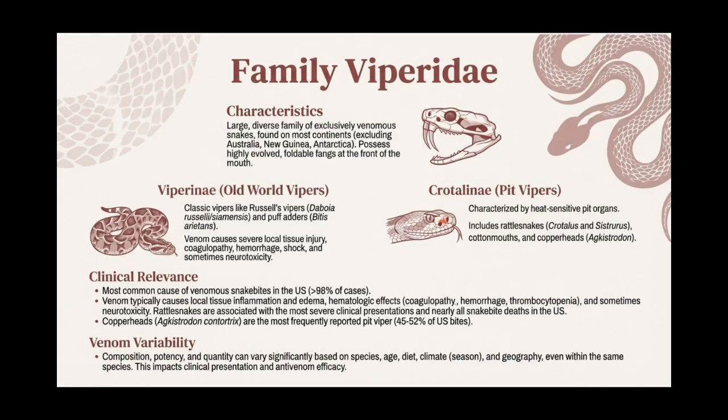The composition, potency, and amount of venom produced by these snakes can vary significantly based on multiple factors, including the genus and species, age, diet, climate, season, and geographic location. Even among snakes of the same species living in the same area, venom characteristics can differ. For example, venom from Agkistrodon species demonstrates dynamic variation in anticoagulant effects, which can influence both the clinical presentation of envenomation and the effectiveness of antivenom treatment.